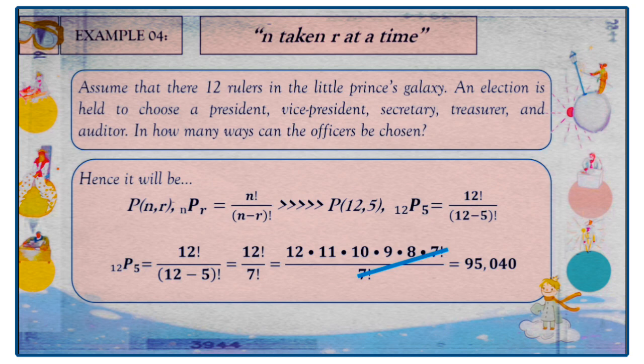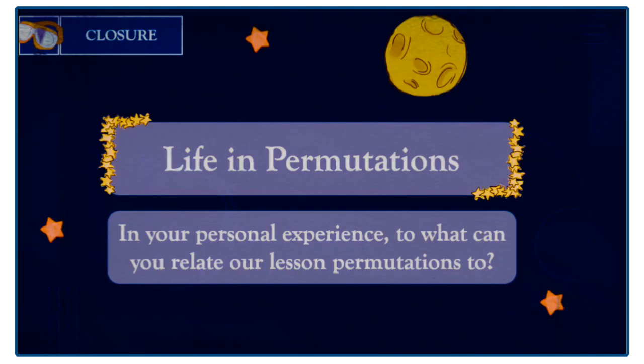The combination is actually not yet here. That's not our lesson yet. It's going to be the next one after this. But as for this one, what I would like you to understand is life in permutations. And this question, I want you to actually think about it for a little bit. Like in your personal experience, what can you relate our lesson on permutations to?